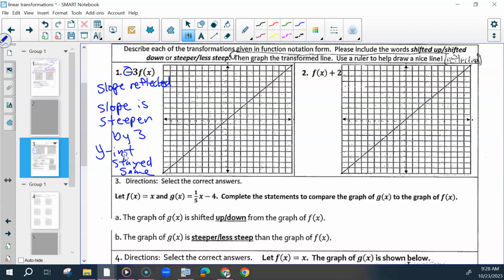Okay, and then we have to draw this one. So now we are drawing a line, so we need as many points as possible. The y-intercept stayed the same. It's going to be at the same point. It's reflected, which means it's now going in the negative direction, and it's steeper by 3. So where could my next point be? 1, negative 3. You've got to fill up the graph, so give me another point. 2, negative 6.